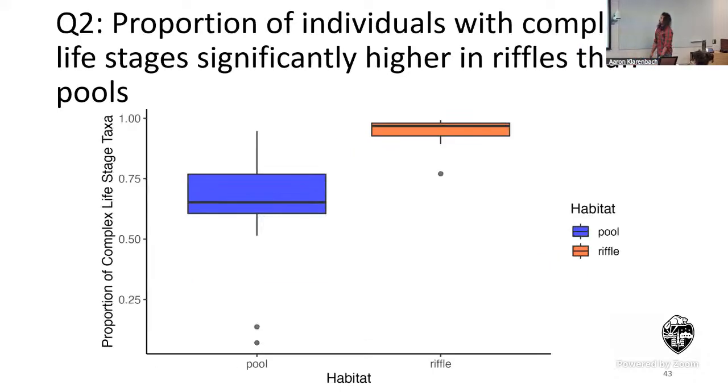We also found a higher proportion of individuals with complex life stages in riffles than pools. What do we mean by this? We mean taxa that will transition to an adult stage that is terrestrially available, which makes them available to terrestrial consumers: lizards, birds, bats, frogs, and so on. We see much higher numbers in riffles. Again, this may be because taxa like snails and clams might have reduced predation pressure from fish, for example. Within pools, they can just do their own thing, because crunching on a snail shell probably isn't very appetizing.